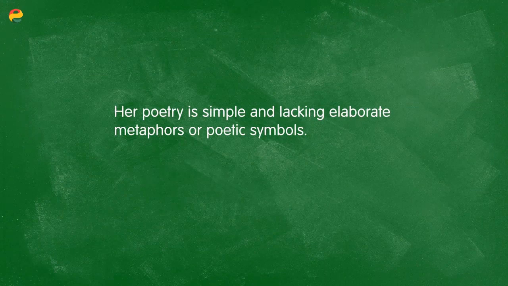And there's one more sentence in this review that can be made more interesting by inserting several adjectives to it. Her poetry is simple and lacking metaphors or symbols. Could turn into, her poetry is simple and lacking elaborate metaphors or poetic symbols. Here, again, I'm giving you more information. What kind of metaphors? What kind of symbols?